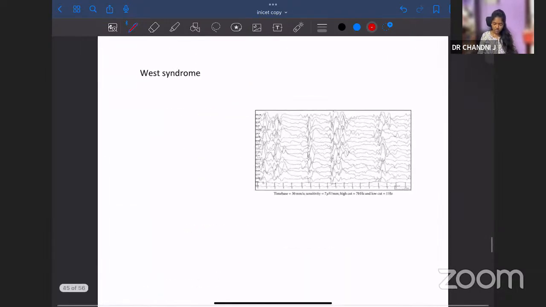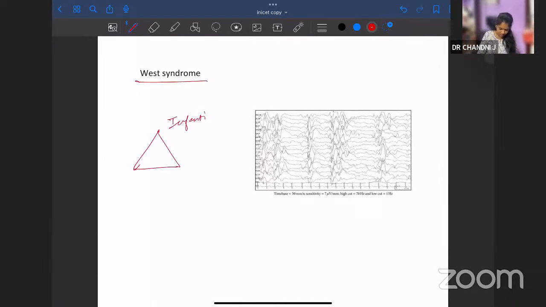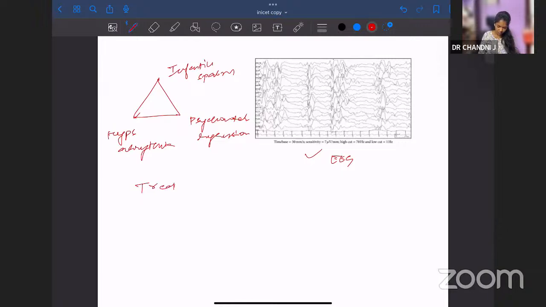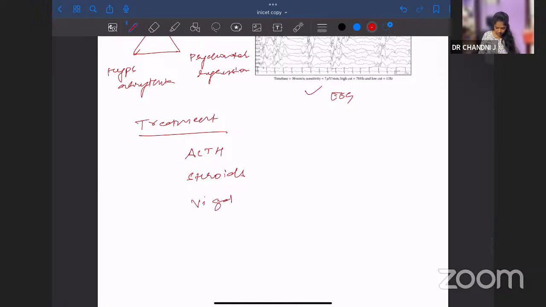Next. West syndrome. What is West syndrome? Triad of West syndrome: infantile spasm, also known as salaam spells, then psychomotor regression. Then what is the EEG finding? Hypsarrhythmia. Can you see some chaotic waves? That is called hypsarrhythmia. Okay, this is the West syndrome triad. What is the treatment of West syndrome? ACTH or oral steroids or vigabatrin. All these can be used as treatment for West syndrome.